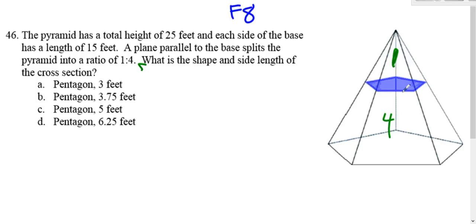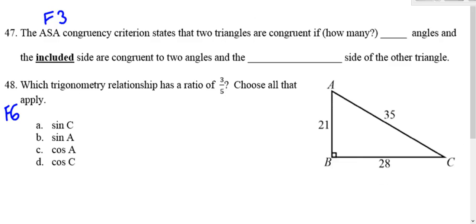The side length of every side is going to be 1/5, since there's 5 pieces. So if that's 25, the side length is going to be 5 for the other one. Since the top pyramid is 1/5 of the entire pyramid, you just divide the base by 5. 25 divided by 5 is 5.